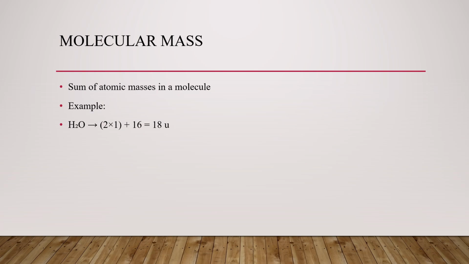And next is molecular mass. Molecular mass is the sum of atomic masses in a molecule. For example, the molecular mass of water, H2O. Here there are two hydrogen atoms, and the atomic mass of hydrogen is 1, so 2 into 1, plus the atomic mass of oxygen, which is 16. So 2 into 1 is 2, and 2 plus 16 is 18. So the molecular mass of H2O is 18 U.